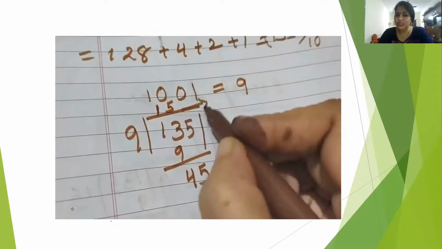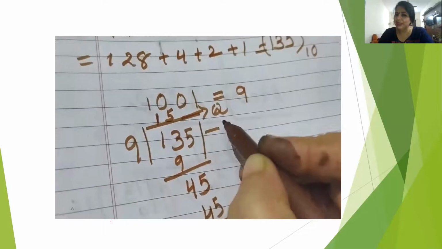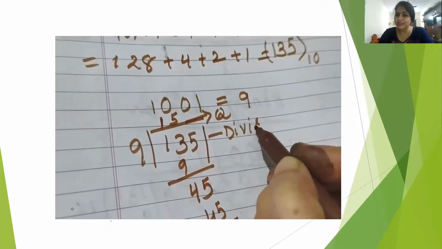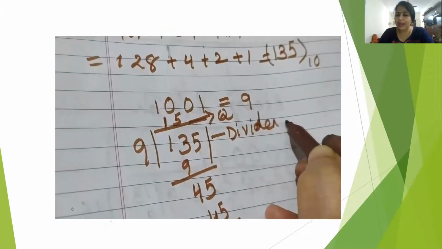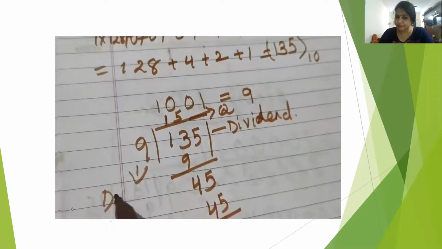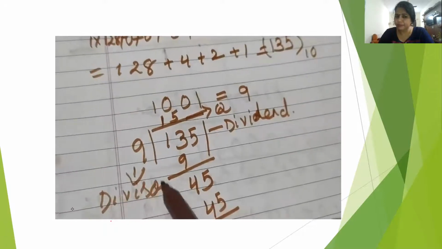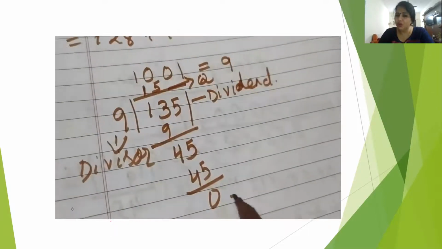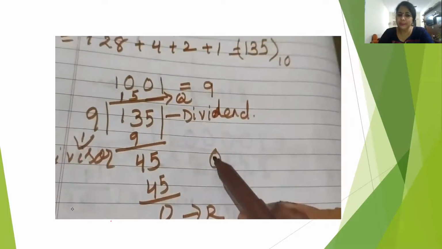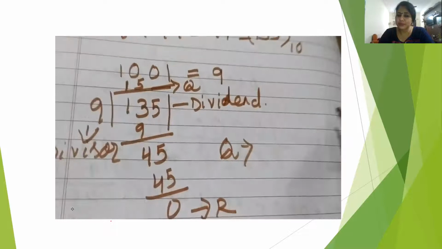Now this is the quotient, 15 is the quotient, 135 is the dividend. All of you know that is the dividend. And the 9 is the divisor, it is the division. Now the 0 is the what? It is the remainder.